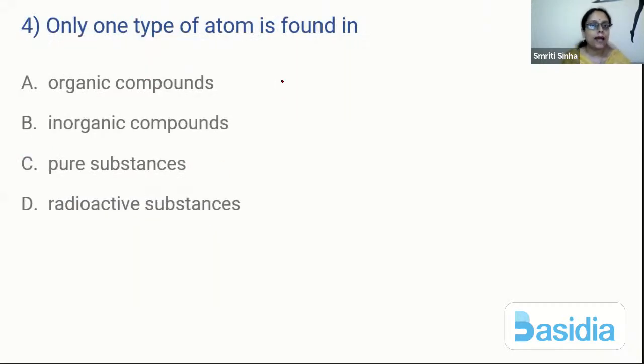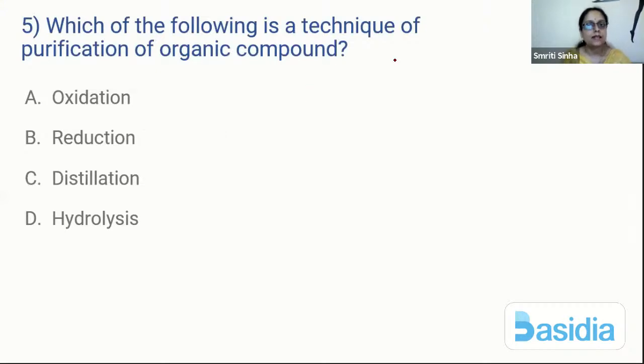Next, only one type of atom is found in. So in which type of substance or compound is only one type of atom found? This is a very simple question. That will be the pure substance. Only pure substance has all the atoms of the same type. Next, which of the following is a technique of purification of organic compound? Out of this, which one is the technique for purification? Just now we have seen that it is distillation. In distillation, it can be simple distillation, fractional distillation, or distillation under reduced pressure.